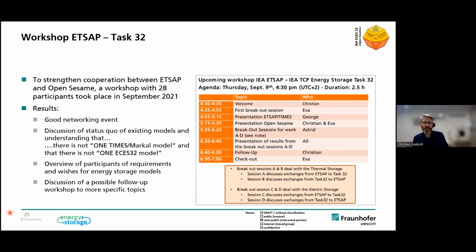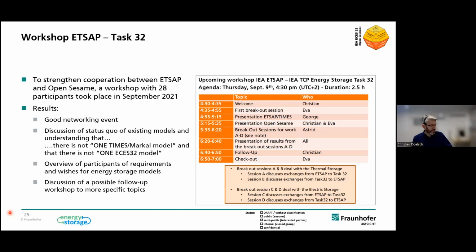the TIMES-MARKAL model. When I began with this annex, it was clear to me this is a TIMES-MARKAL model. And I've learned in these last three years that this is not the TIMES-MARKAL model. There are many different models existing in the framework of TIMES-MARKAL, and there are so many different applications for this modeling. So it was very interesting to have this exchange, and we try to refocus our work a little bit in this case. So this is very important.